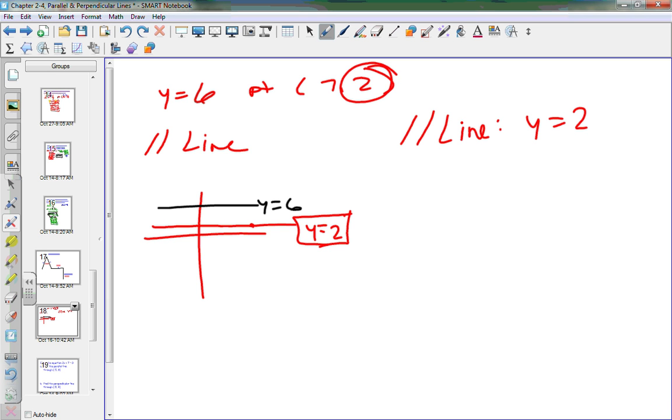You're going to take the y coordinate. What's my perpendicular line? x equals 7. It's going to be x equals 7. You're going to take the x coordinate. Do we see that? Yes or no?